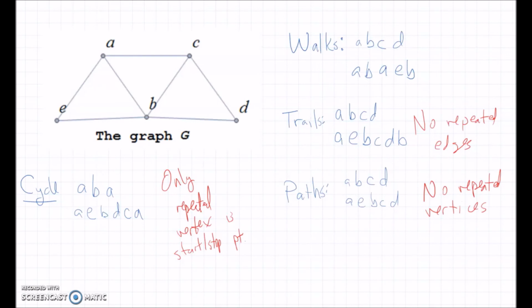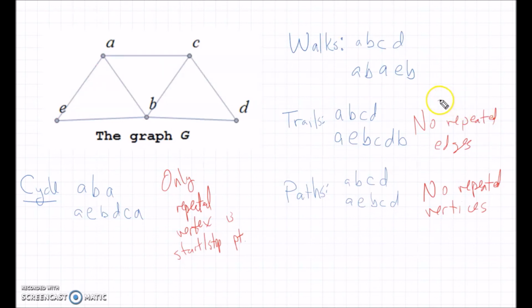So here I have a graph drawn. It's called G with the vertices A, B, C, D, and E. And I want to illustrate walks, trails, paths, and cycles. Okay, so starting with walks. This would be an example of a walk. Start at A, go to B, go to C, and go to D. That's a walk. Here's another walk. A, B, A, E, B. That's a walk. Notice that I went over that edge more than once. It's still a walk.